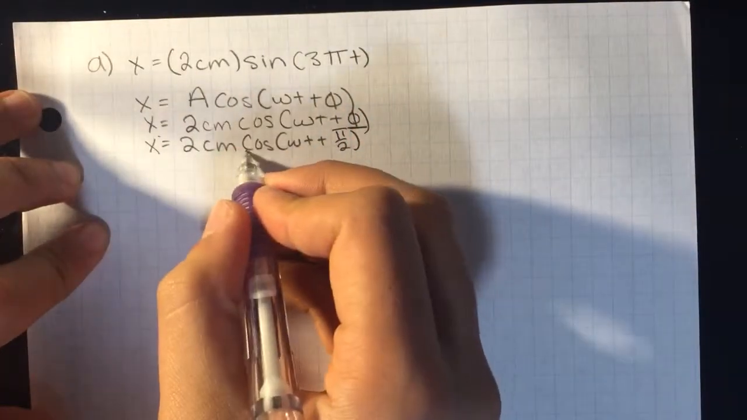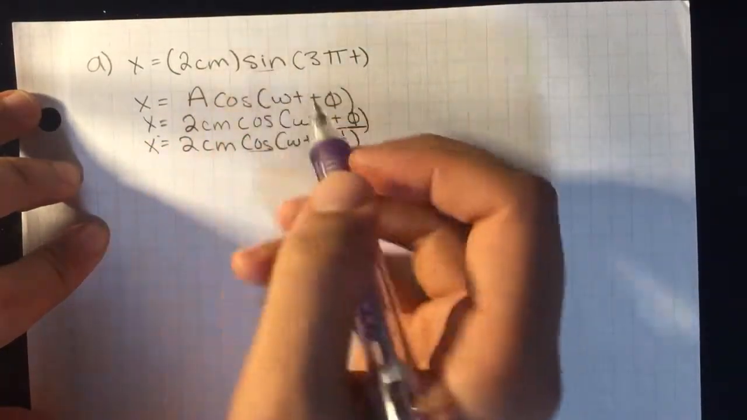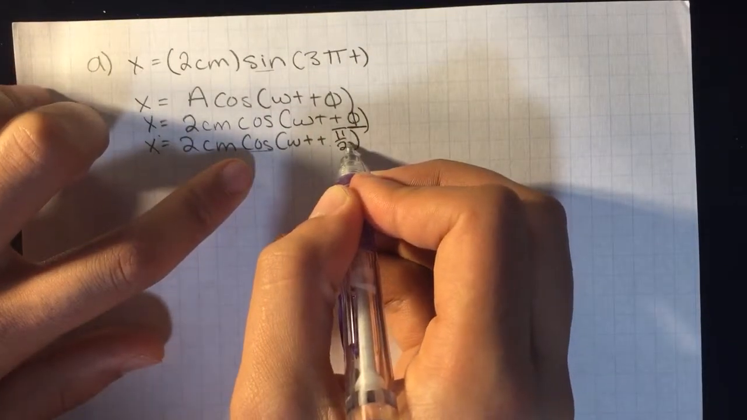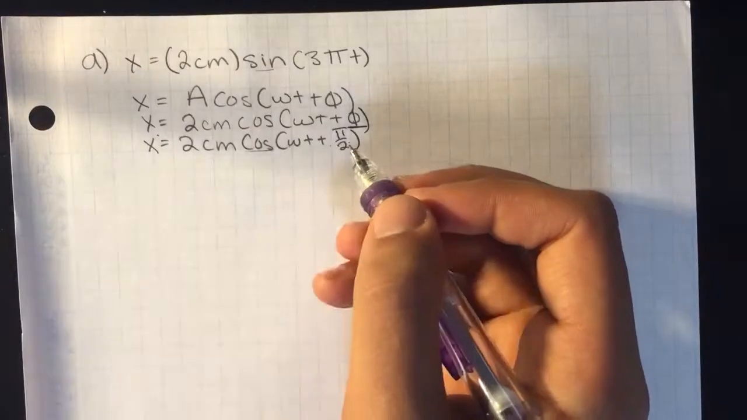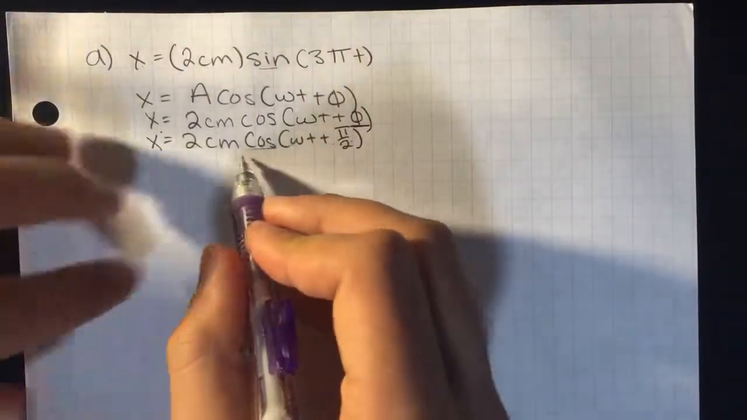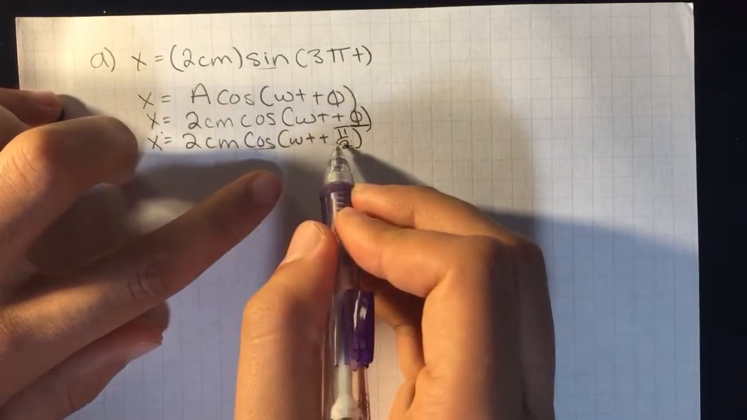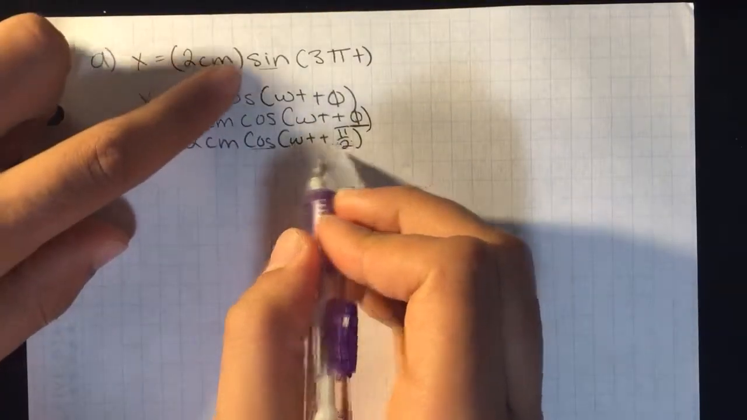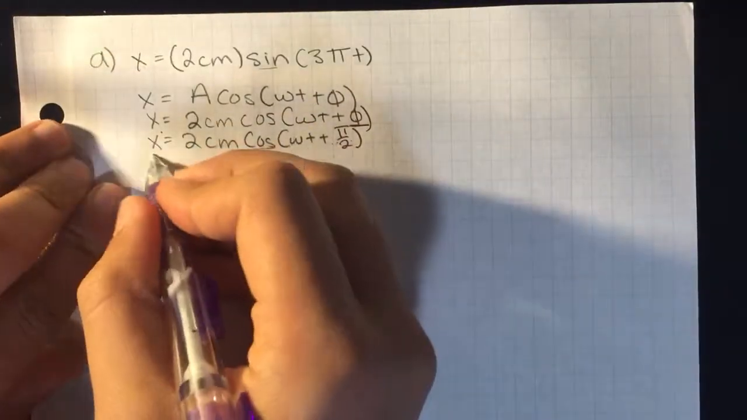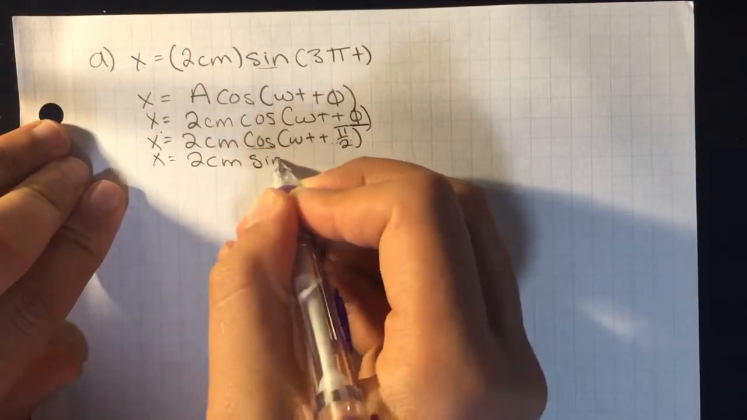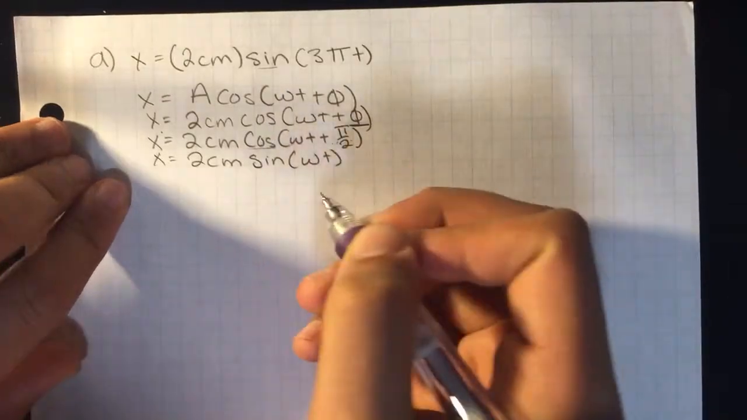And then we see that here it's cosine, but there it's sine. When you have cosine of something plus pi over 2, if you think about the way that the graphs are, that's a phase shift. So cosine of something plus pi over 2 is the same as sine of that same something. So we can just rewrite it as x equals 2 centimeters sine omega t.